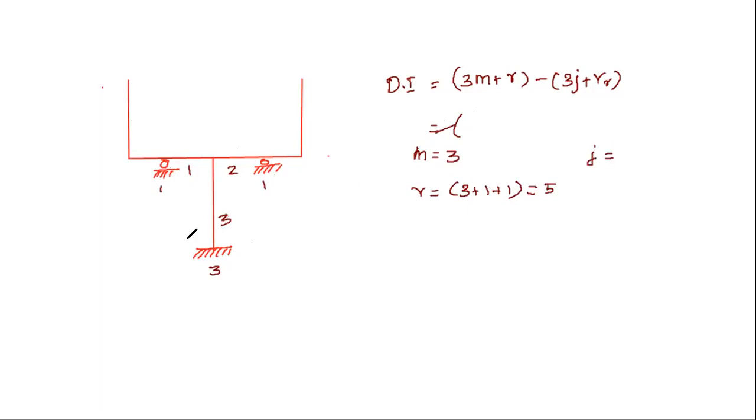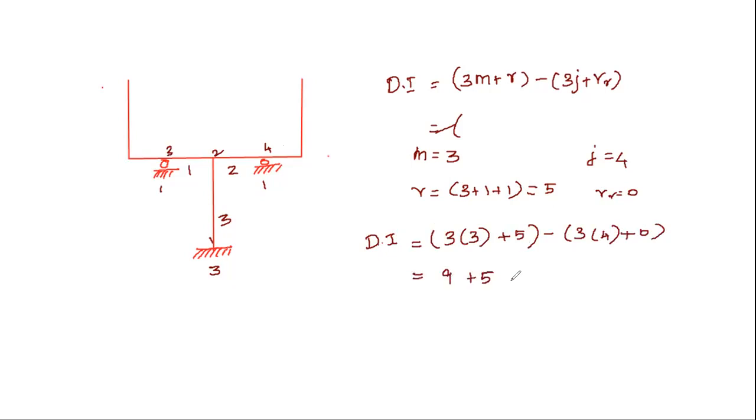What is the number of joints? 1, 2, 3, and 4. So the total number of joints is 4. Is there any internal hinge? No. So RR will be 0. So the degree of indeterminacy is equal to 3 into 3 plus R, that is 5, minus 3j, j is 4, plus RR is 0, which is equal to 9 plus 5 minus 12.